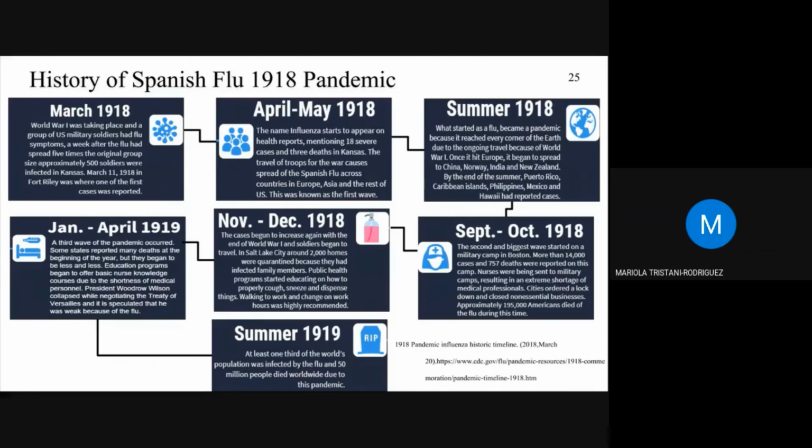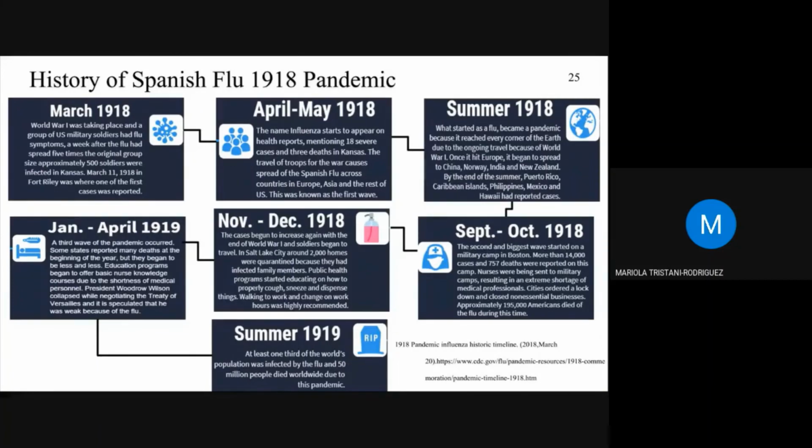The second and biggest wave was during September and October of 1918. More than 14,000 cases and 757 deaths were reported on a camp in Boston. Nurses were being sent to military camps, which meant that there was an extreme shortage of medical professionals. Like it is happening now, cities ordered a lockdown and closed non-essential businesses. During November and December 1918, with the end of World War I, cases began to increase because troops were traveling back home and people were celebrating.